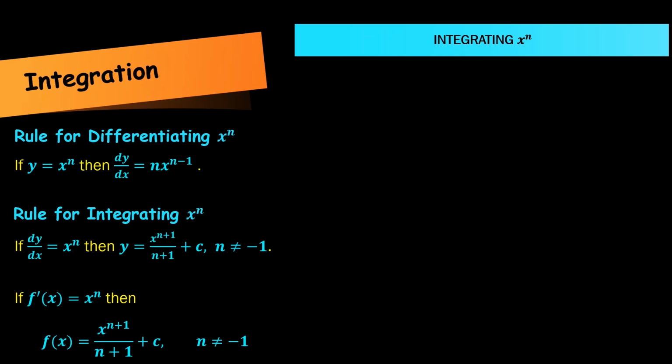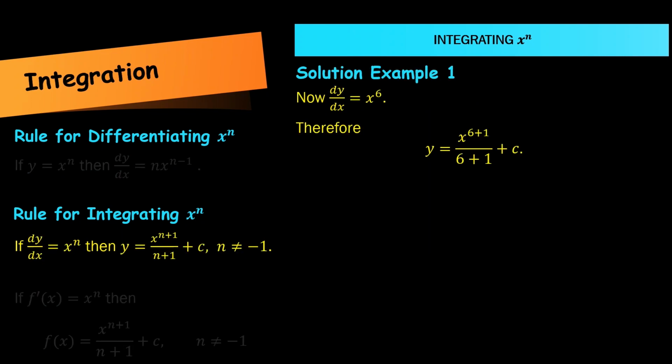Let's now take a look at an example. Pause the video and have a go. Press play when you're ready to view the solution. So let's solve this. We are going to apply the highlighted rule to our example. So we now have x to the power 6 plus 1 divided by 6 plus 1. And of course we must add the constant of integration, c.